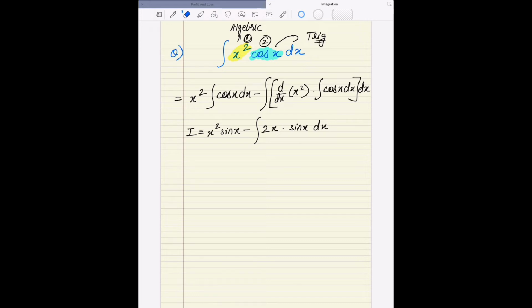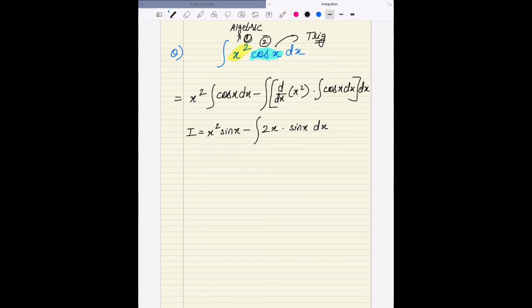Now if you see, we have again an algebraic function and a trigonometric function. You will see this in some questions: it will be like a loop where you will have to apply by parts twice or thrice. In one shot, you will not get the answer. So in these types of cases, do not continue writing these expressions again.